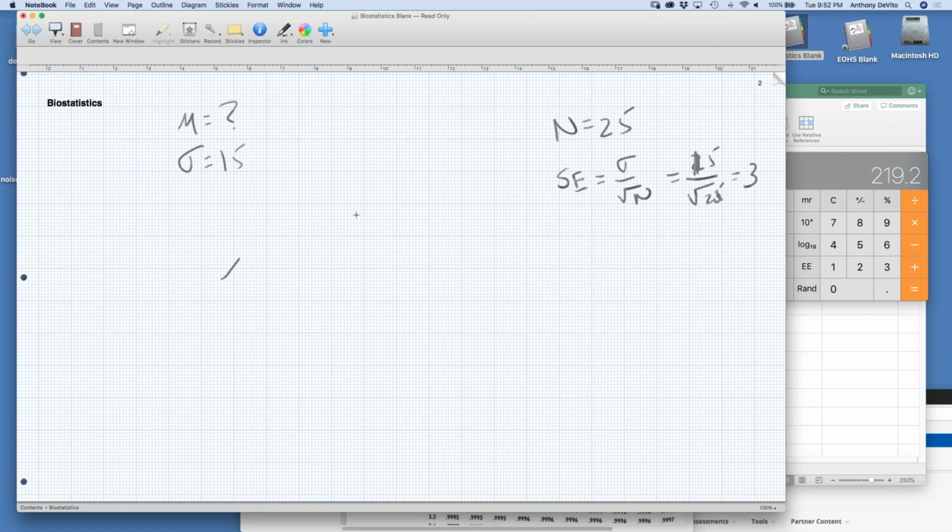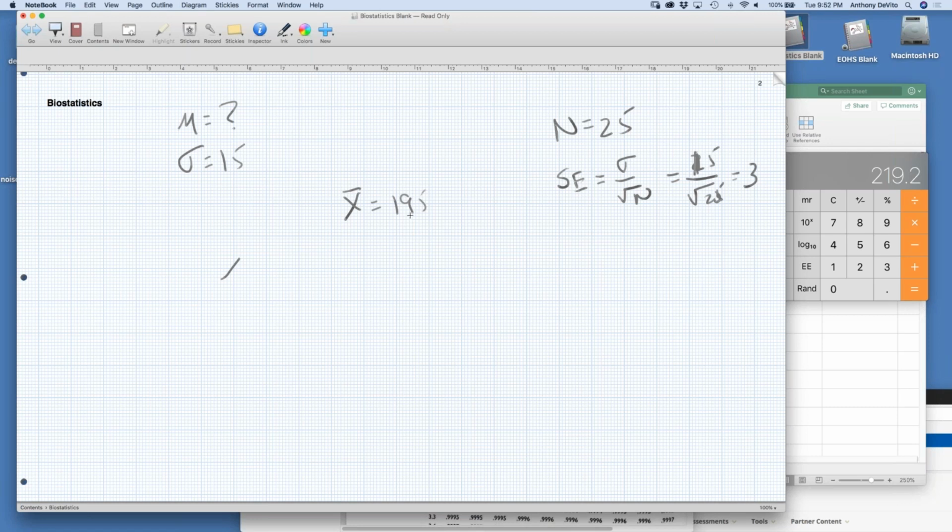And we also know then that if I take a sample of size 25 from this population, and my sample mean, my X bar, comes up, let's say, 195, right?